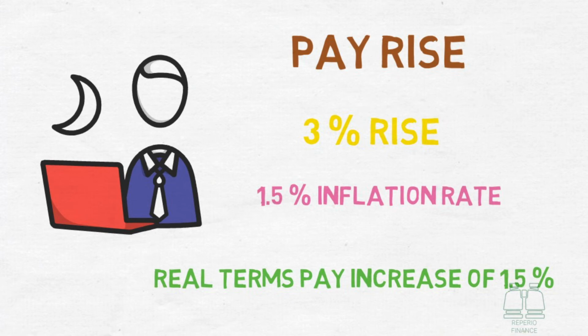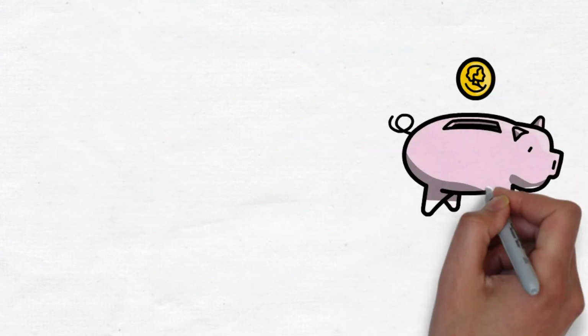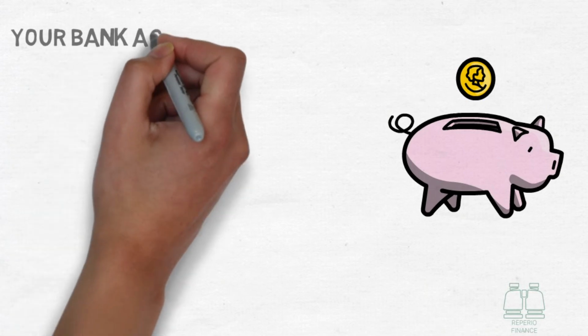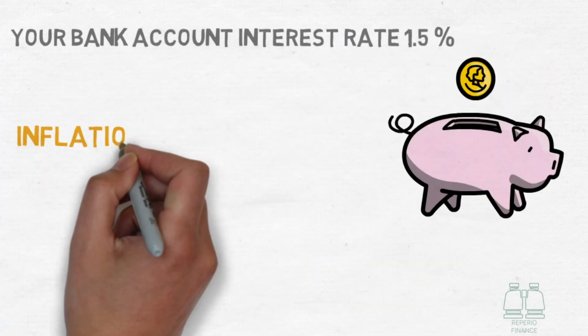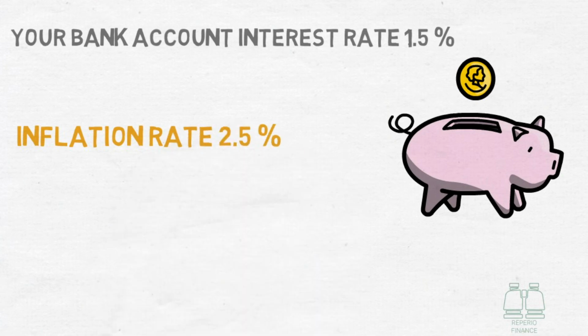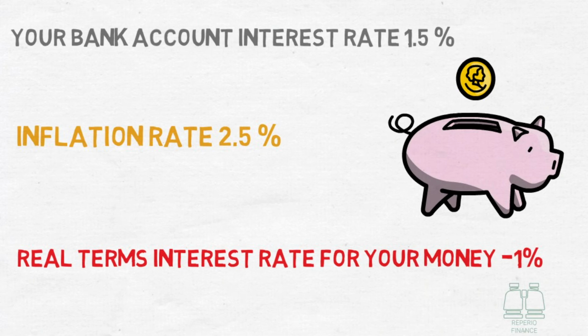Another area people will see inflation affect them is with interest earned in a bank account. If, for example, you earn 1.5% interest on the money sat in your bank account and inflation is at 2.5%, your money sat in the bank will be losing 1% of its value every year. That is why it is important to understand what inflation is and how it affects your money.